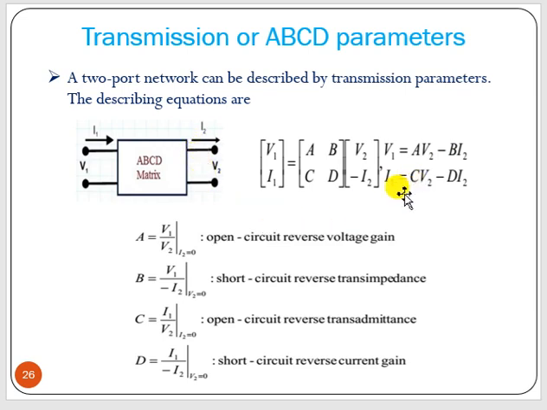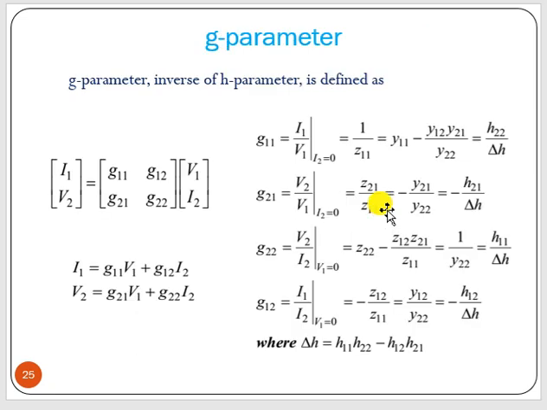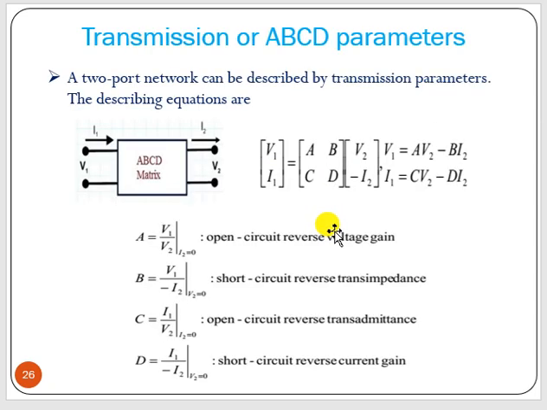Now if we want to find out, in this G parameter also we are making V1 as short circuit, output port as open circuit. So there is a hybrid type, G parameter, inverse of hybrid, right? Now here A is nothing but V1 by V2 when I2 equal to 0. That is open circuit reverse voltage gain. Okay. Then B is nothing but V1 by minus I2 when V2 is 0.